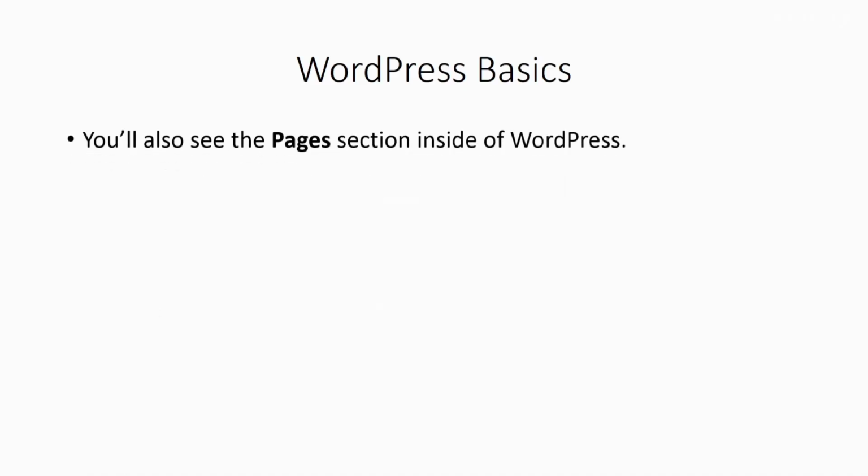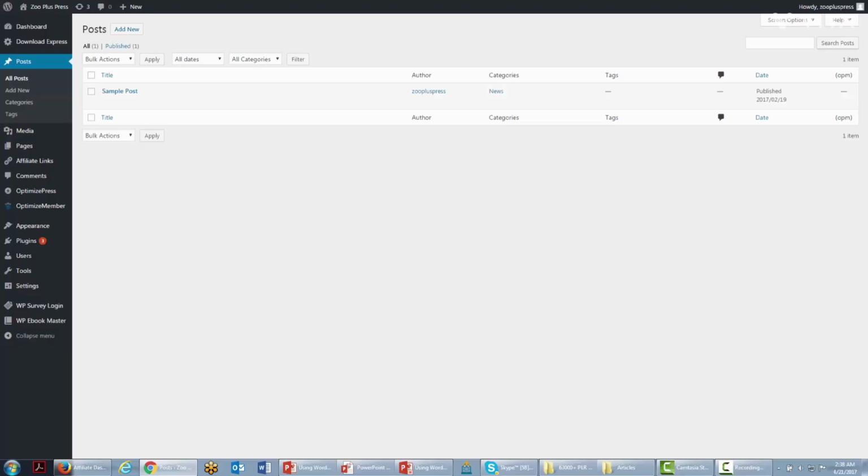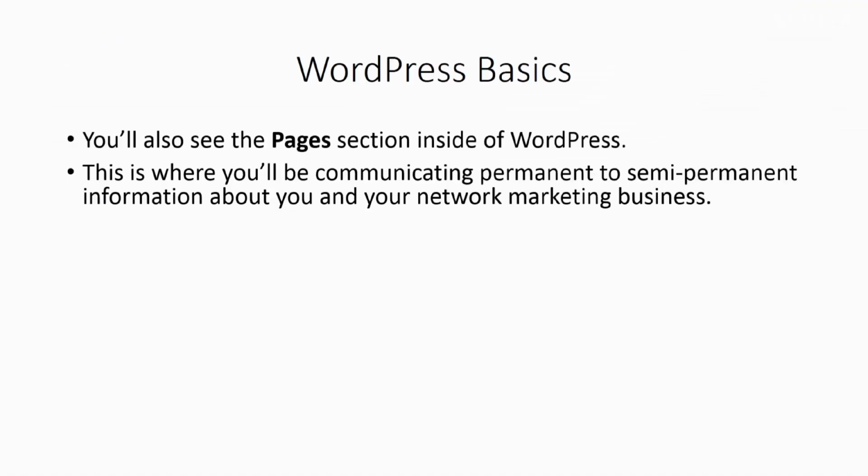You'll also see the Pages section inside of WordPress. And you'll see that area on the left side menu. If you hover over the link, you'll see where you can look at all the pages, and you can actually add or create a new page. Now, pages are the places on your site where you'll be communicating permanent to semi-permanent information about you and your network marketing business.